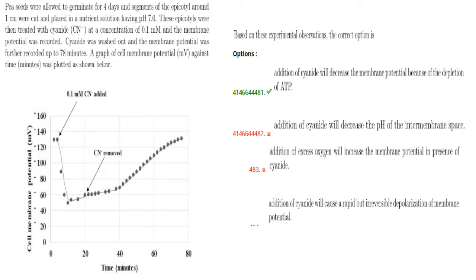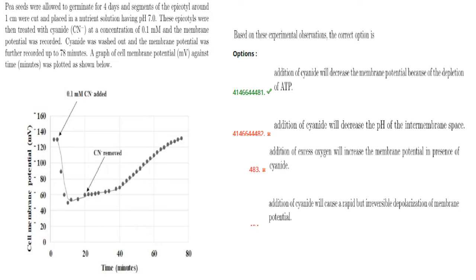So the pH of the intermembrane space would increase, the pH gradient would decrease, and ATP synthesis would stop. Now why does ATP synthesis stop? Because without a proton gradient, protons will not flow through ATP synthase, hence no ATP will be produced. Now the first option: addition of cyanide will decrease the membrane potential because of the depletion of ATP. I already told that, so the first option is correct.